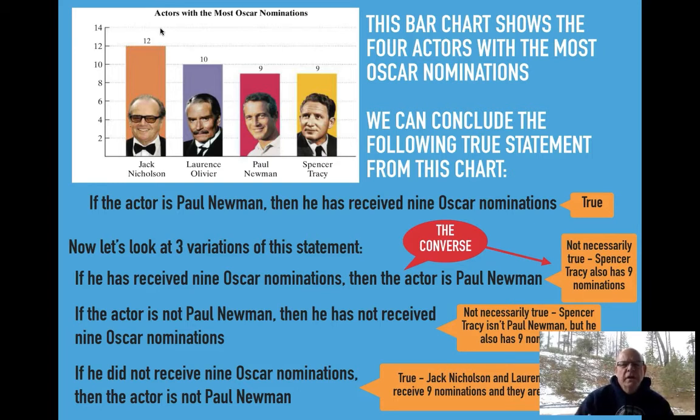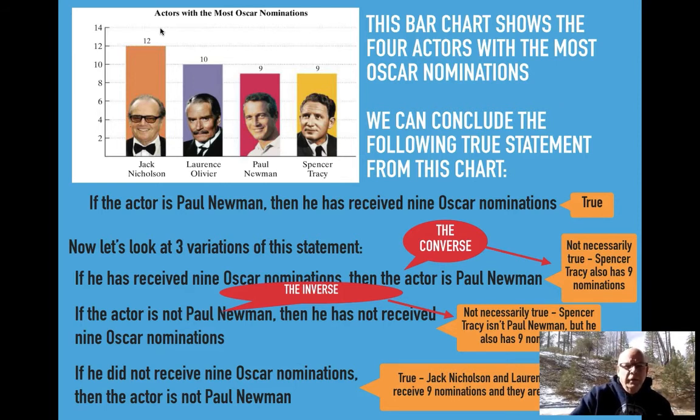Okay? Again, if something's not necessarily true, then it's false. So the converse is not equivalent to the original. That second statement, if the actor is not Paul Newman, then he has not received 9 Oscar nominations. Well, if we compare that to the original, it's the same order. We just put nots in both of the pieces, right? And so that would be the inverse statement. And the inverse statement, as we see here, if it's not Paul Newman, we already said, then that's not necessarily true. And so the inverse is not equivalent to the original statement either in its truth table.